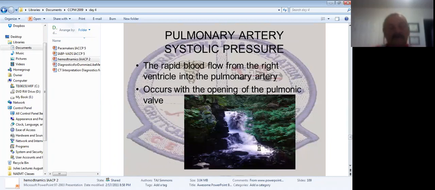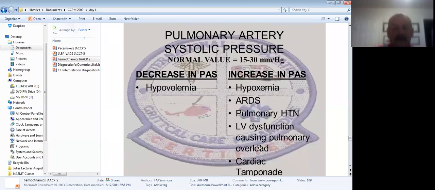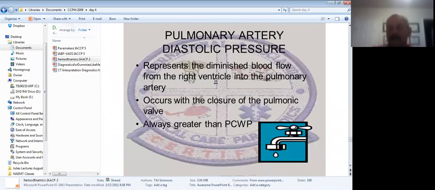Pulmonary artery pressures, again, are measured when the pulmonic valve opens, and this is the rapid blood flow from the right ventricle into the pulmonary artery. Again, the norms here are 15 to 30. You won't really measure these as often. Things that increase pulmonary artery pressure are not as important as things that decrease it. Notice what decreases it: a low volume status or hypovolemia. So if you have low pulmonary artery pressures, you have a volume problem, okay?